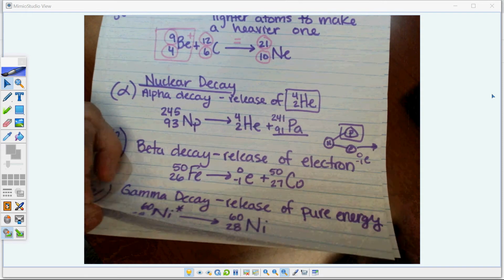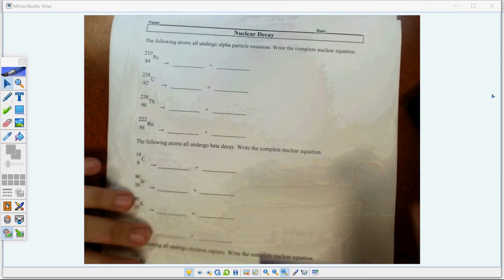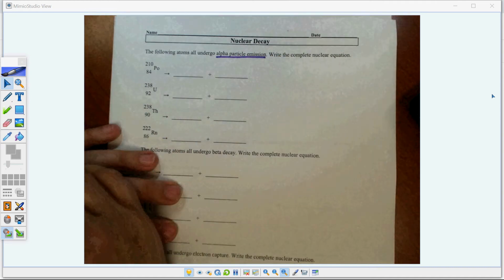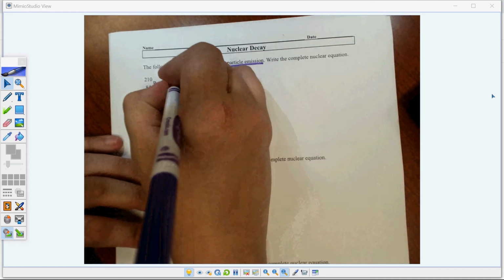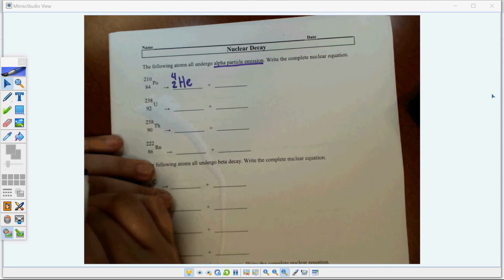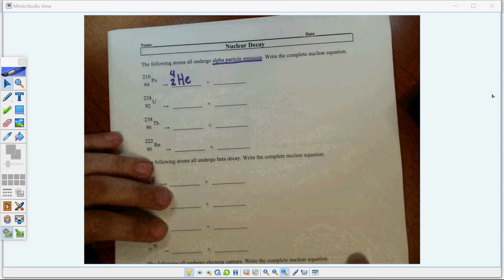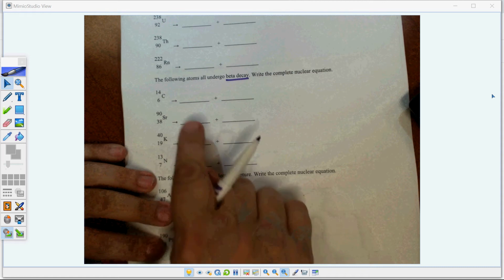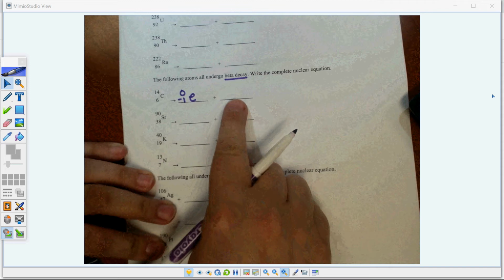There's a couple others on this assignment that I'm going to ask you to do. So here in this first section, it says to balance these according to an alpha particle being emitted, which means every single one of these releases an alpha particle, and then you balance it accordingly. So we're looking for the emission of an alpha particle. Here, we're balancing under beta decay. So every single one of these is releasing that beta particle, and then you balance accordingly.